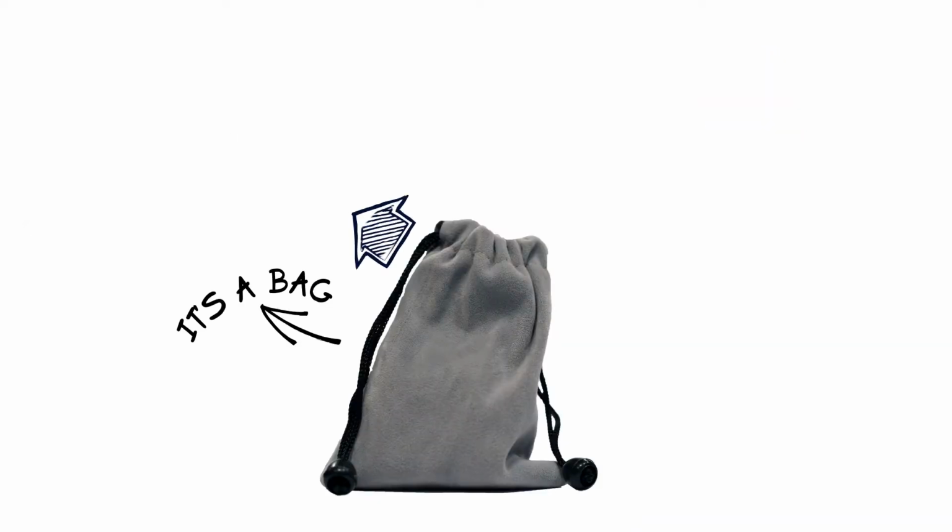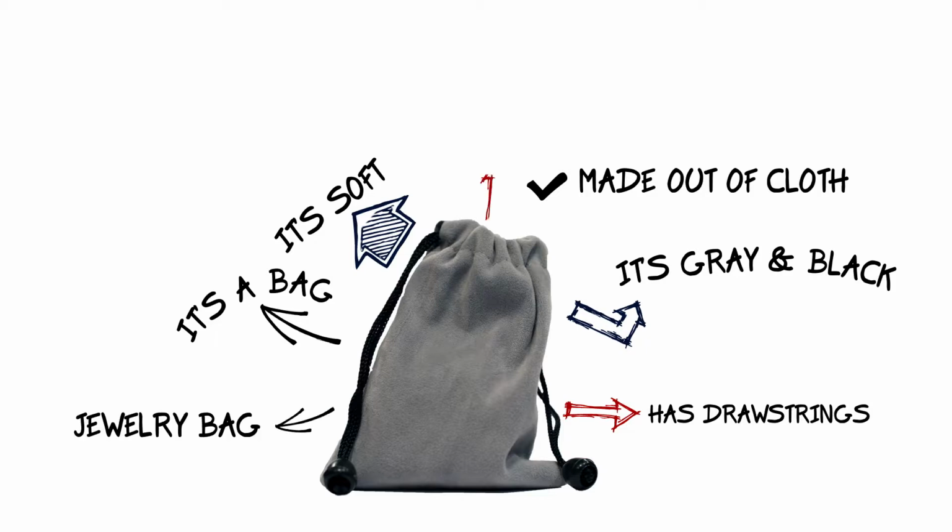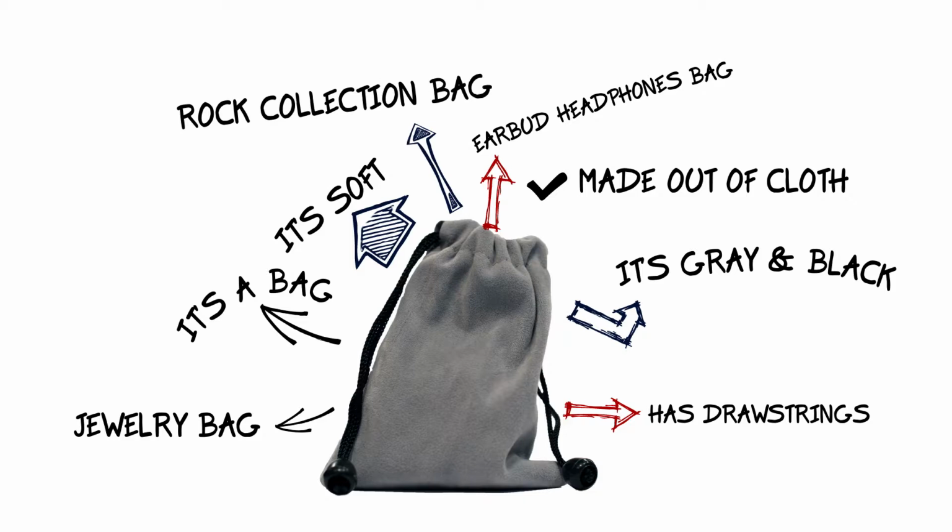It's a bag. It's soft. It's made out of cloth. It has drawstrings. It's gray and it's black. It reminds me of a jewelry bag. It reminds someone else of an earbud bag. It reminds me of a rock collection bag. Let's see what's inside.